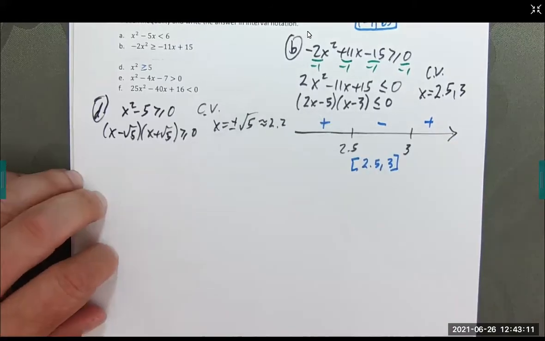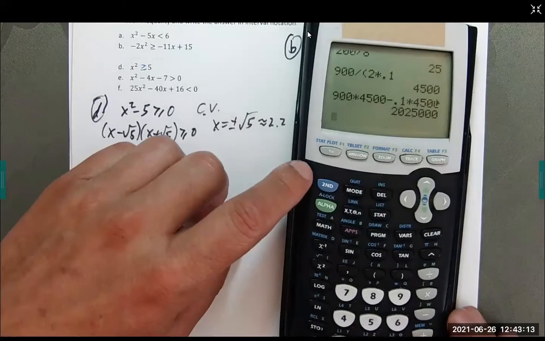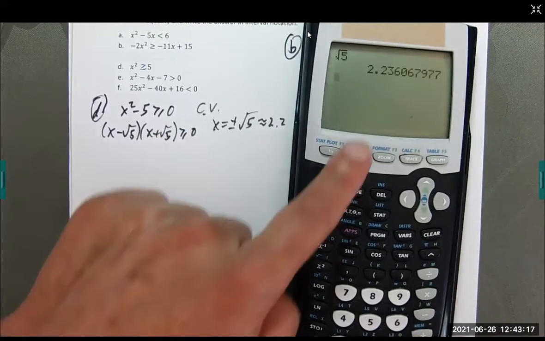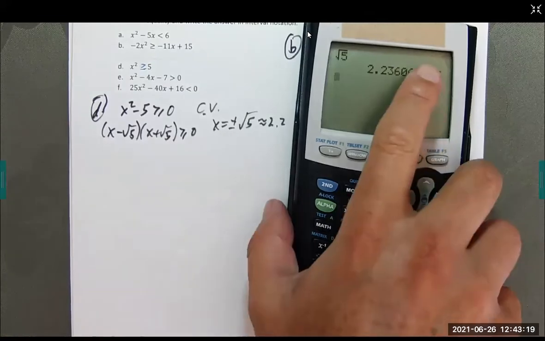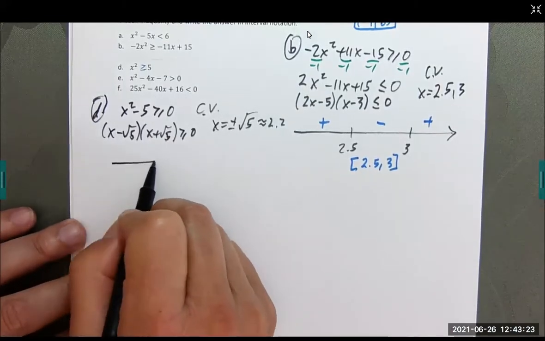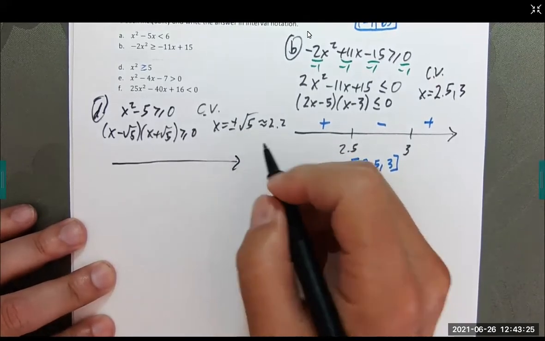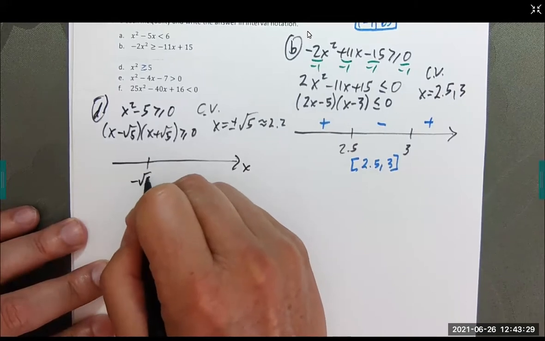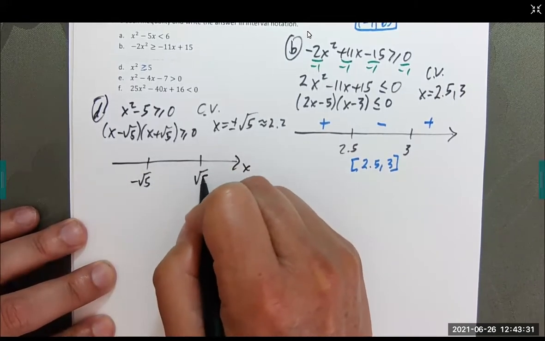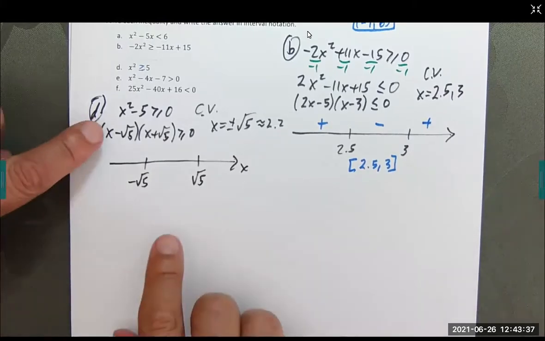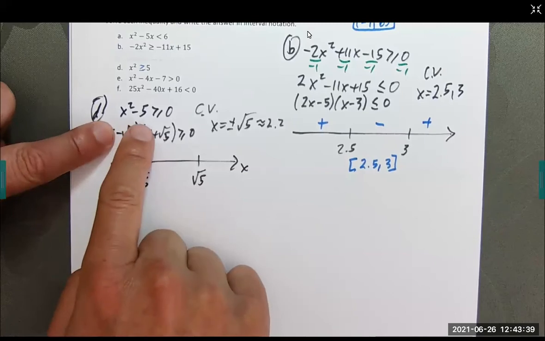Let me show you where I'm getting that from. Square root of 5, about 2.2. So that would be a good marker for us. So here, our critical values of negative root 5, positive root 5. And let's test 0. That's going to be negative root 5 times positive root 5. That's going to be negative.